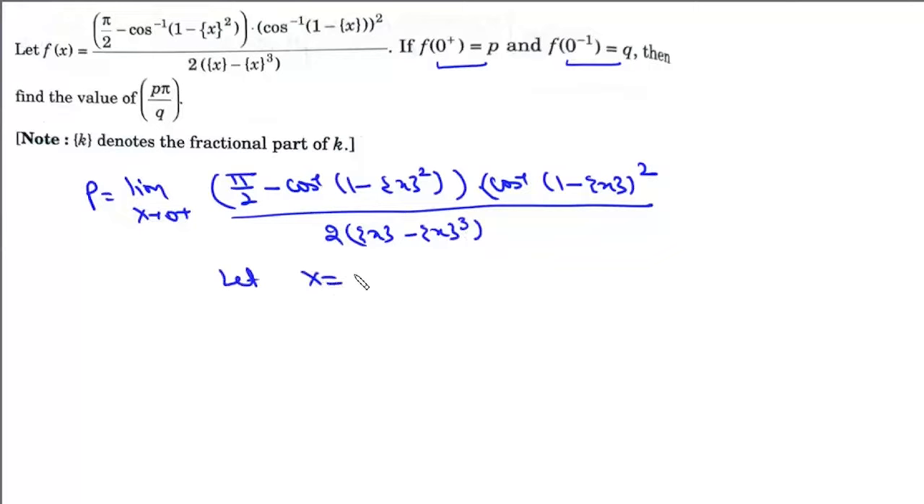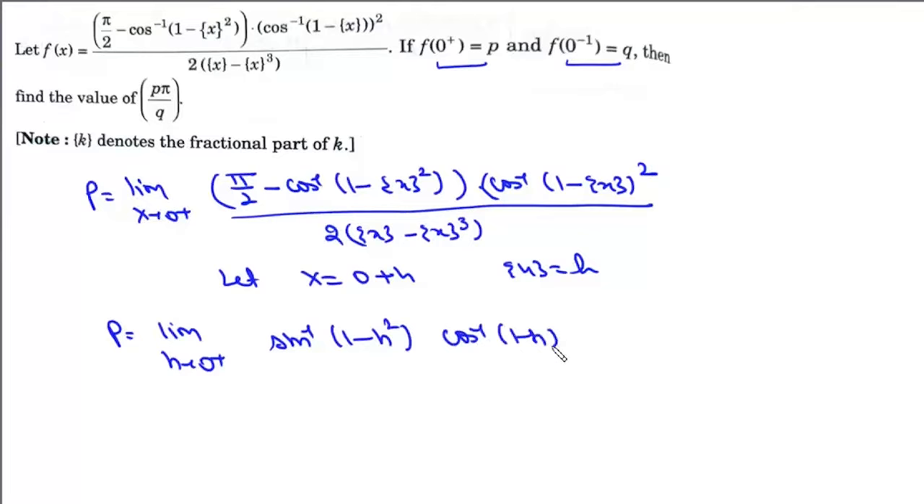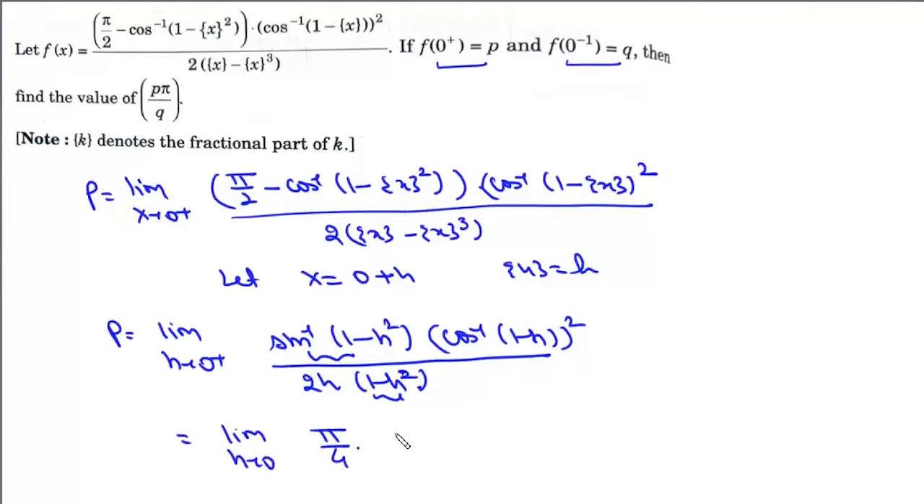Now what we'll do is let x as 0 plus h, and we know that the fractional part of h is simply h. So it will be the limit as h tends to 0 positive of (pi by 2 minus cos inverse x, which is sine inverse), so sine inverse(1 minus h square) into cos inverse(1 minus h whole square), whole divided by, now we'll take h common, and then it will be h times (1 minus h square). We don't have a problem with this because it is sine inverse 1, pi by 2, and this is simply 1. So we are going to write this as the limit as h tends to 0 of pi by 4, and then we have cos inverse(1 minus h square) upon h, which is 0 upon 0 form.